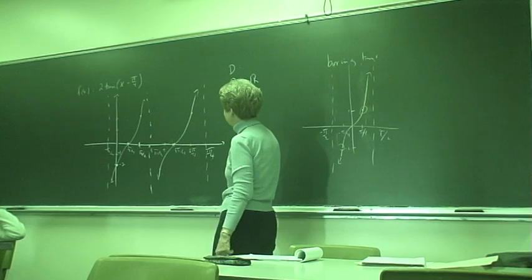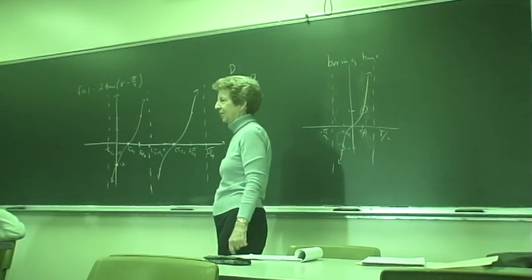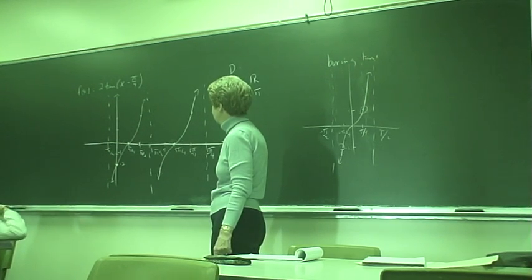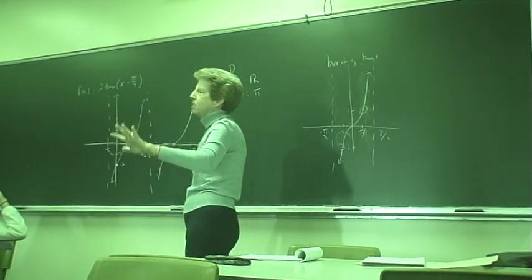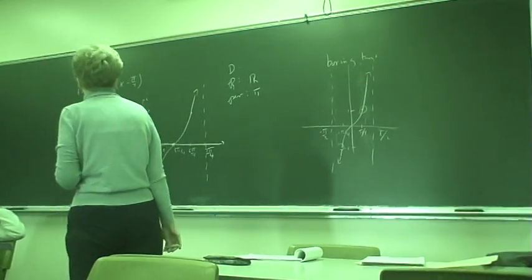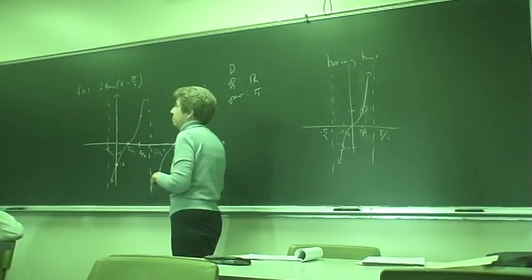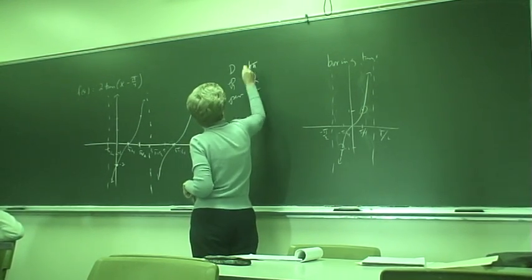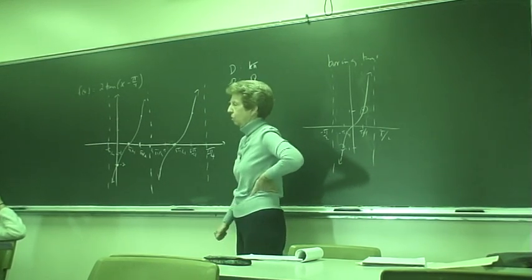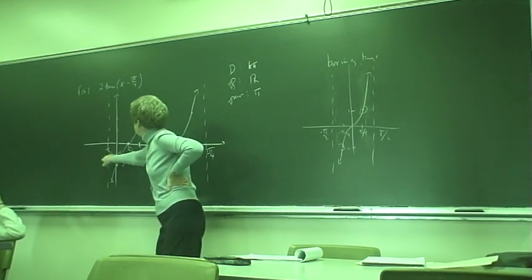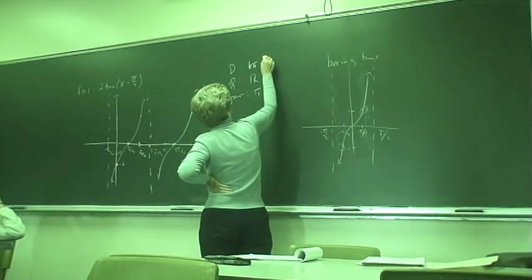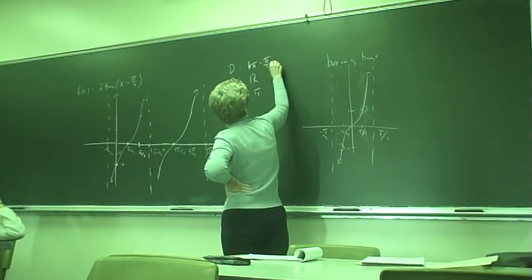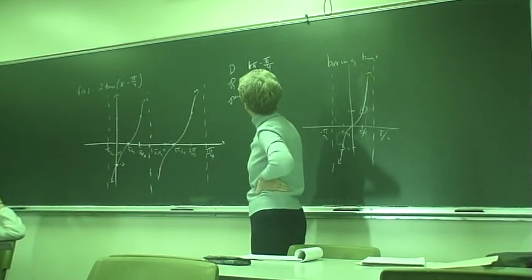Nathaniel? Well, I started by saying, since the period is pi, you're going to have an asymptote every pi, so it's going to have to go up by an interval of k pi. So you start out with k pi. Then I said the first one is at minus pi over 4, so I said k pi minus pi over 4. I could have said k pi plus 3 pi over 4 and it would have done the same thing.